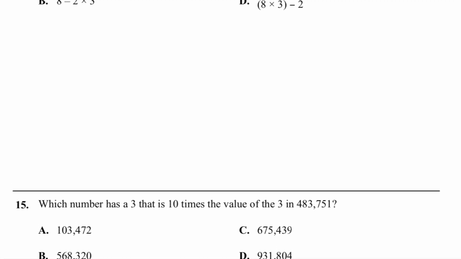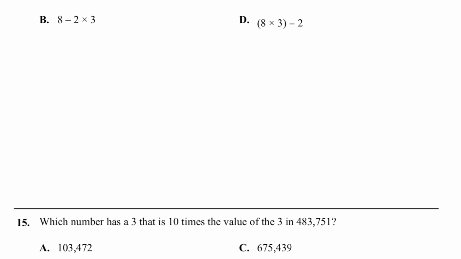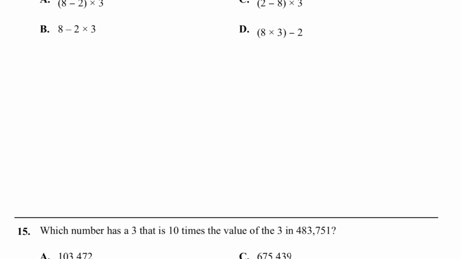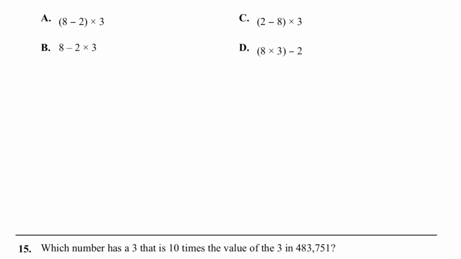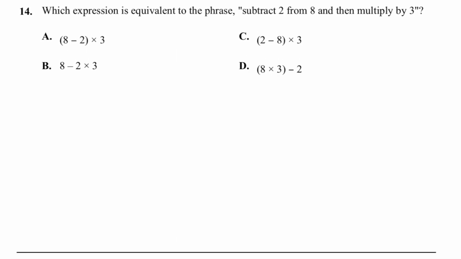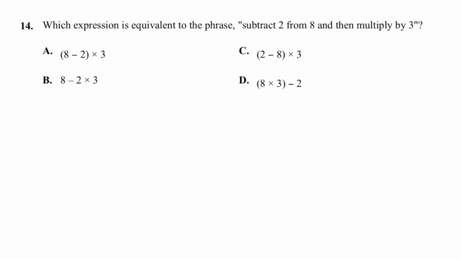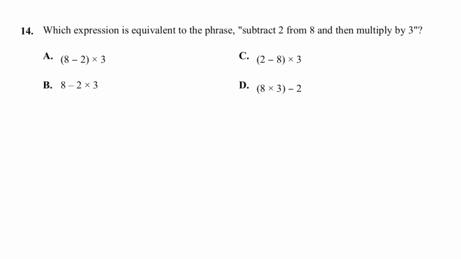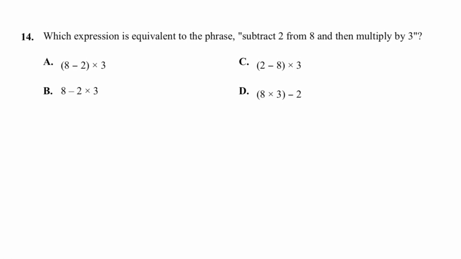Number 15. Which number has a 3 that is 10 times the value of the 3 in 483,751? A. 103,472, B. 568,320, C. 675,439, or D. 931,804.